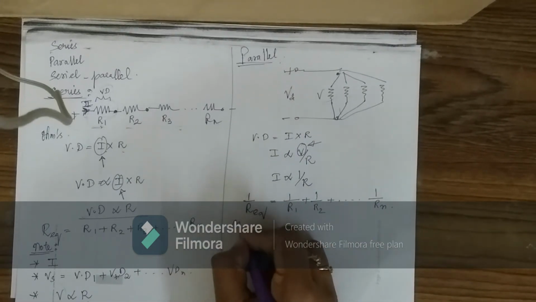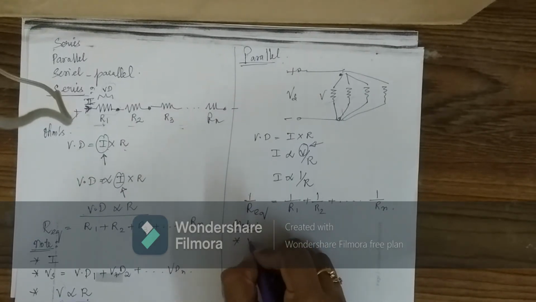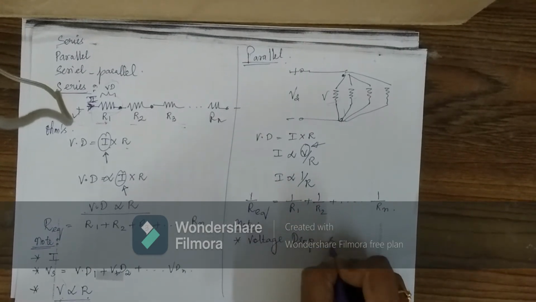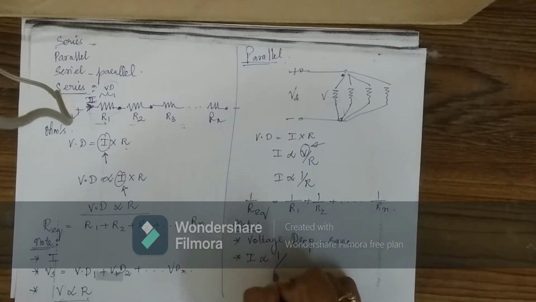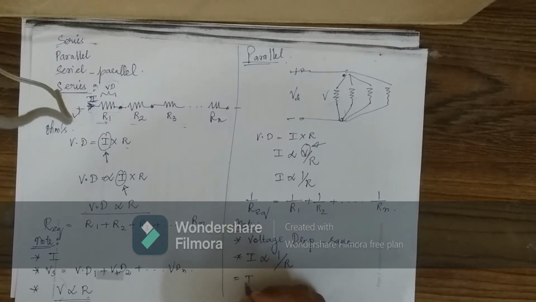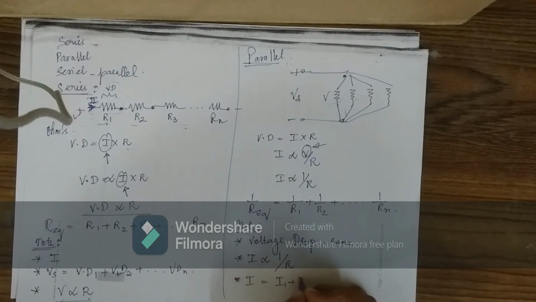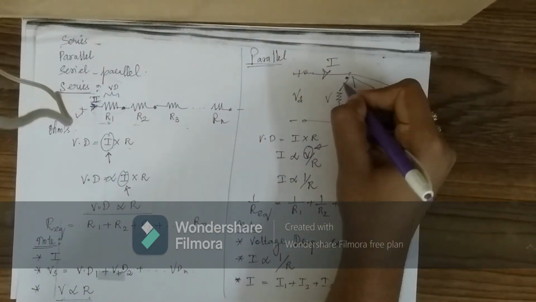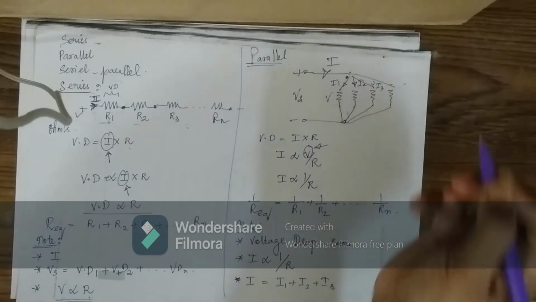Here also there are some points to be noted. The first point is voltage drop across each resistance is same. The second point is the current through each component is inversely proportional to its resistance value. And the third point is the total current is the sum of individual branch currents. Let us say this is a total current I, so your individual branch currents are I1, I2, I3, etc.